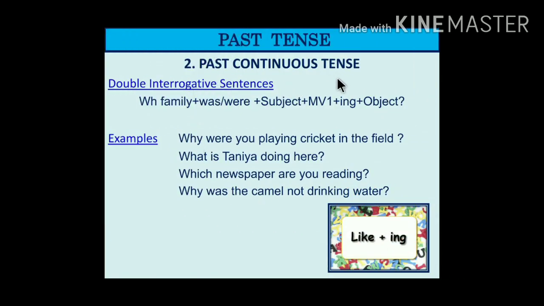Next, past continuous tense for double interrogative where you expect some explanation. Why, the WH family word will be there first in place of do, does or did. Do, does for present tense and did for past tense. Then to indicate that it is past tense, was, were, and then subject plus first form of verb and ing to indicate continuity. Examples, why were you playing cricket in the field? What is Tanya doing here? Which newspaper are you reading? Why was the camel not drinking water?